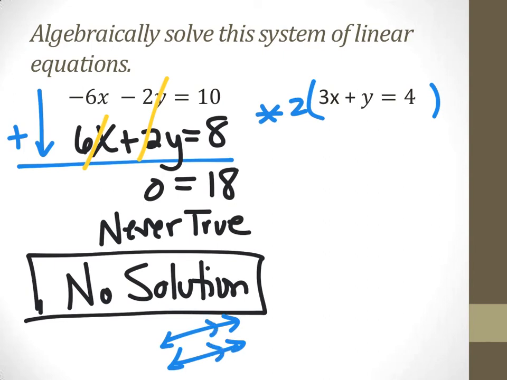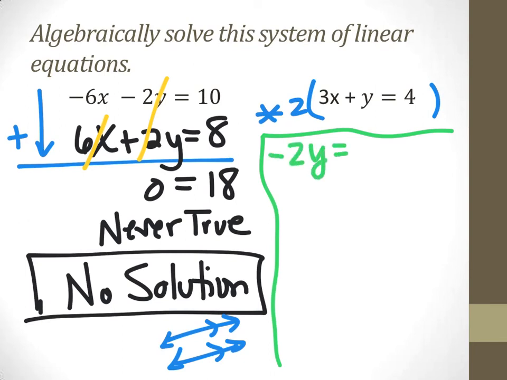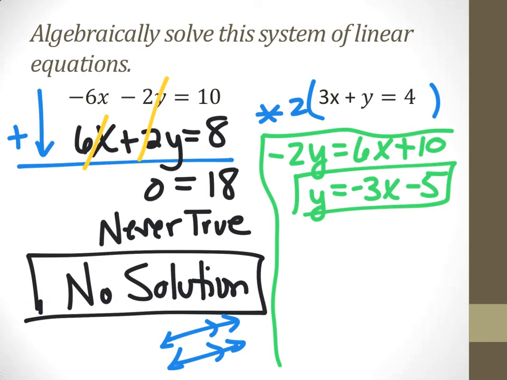Let's go ahead and try this another way. We could rewrite both of these equations. On the left, negative 6x. Let's add 6x to both sides. So you get negative 2y equals 6x plus 10. Divide by negative 2. Y equals negative 3x minus 5. So that's the left-hand side. We're just rewriting them. That's it, folks. We're not doing anything else. And on the right-hand side, let's subtract 3x from both sides. And you get y equals negative 3x plus 4.